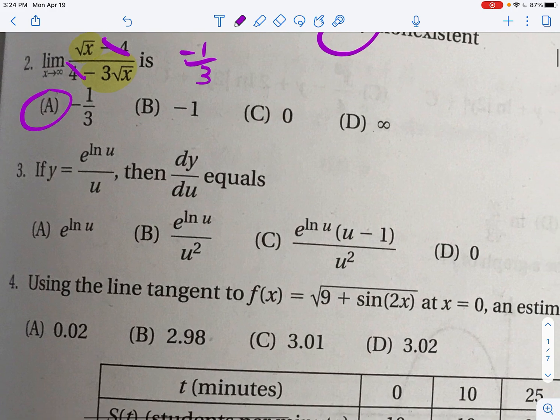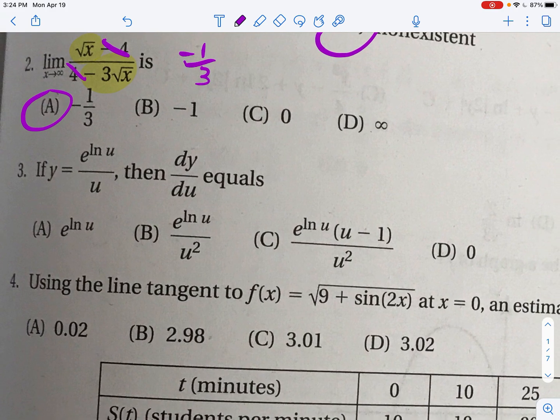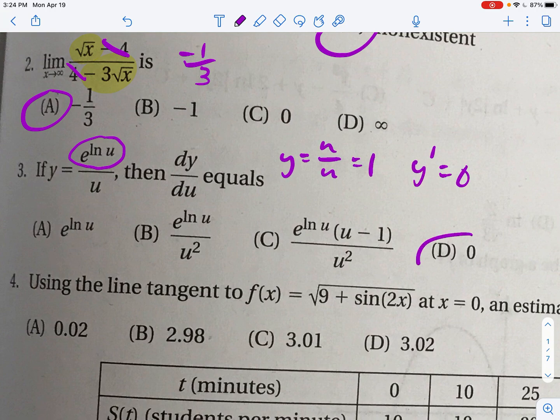All right, let's look at 3. So one thing we'll point out here, right? They're kind of tricking you. E to the natural log of u is just u. So we have y equals u over u, which is 1, and the derivative of that is 0. Theoretically, you could do this by a really hard application of chain rule and quotient rule, but I think what they're testing here is your ability to notice that this is actually quite simple.